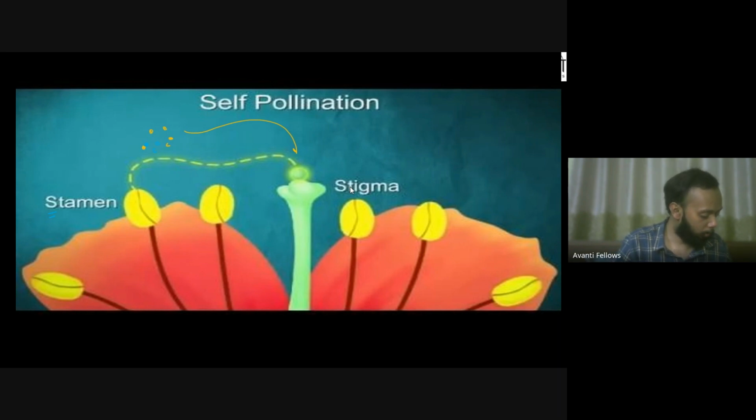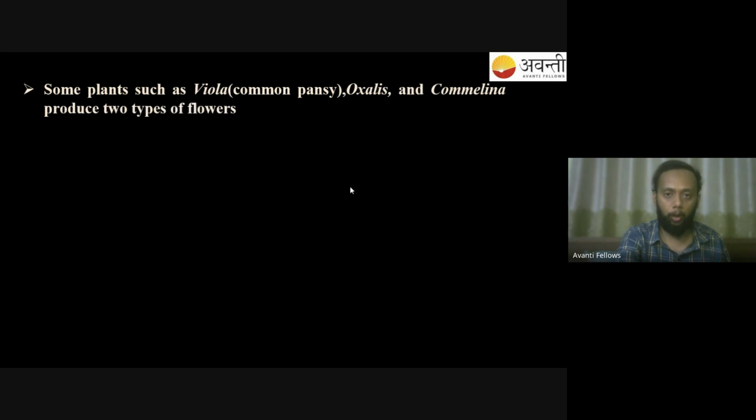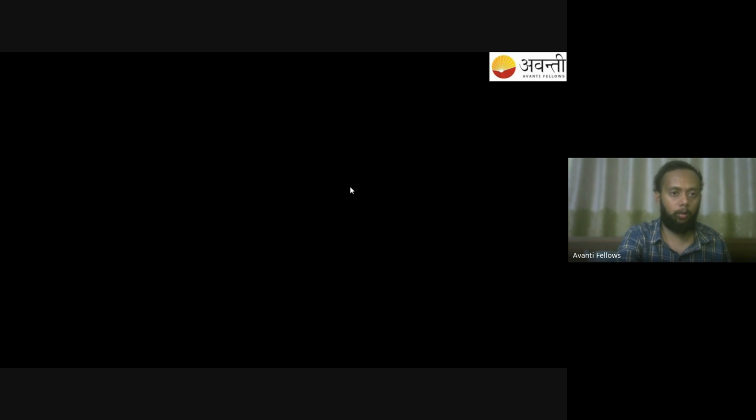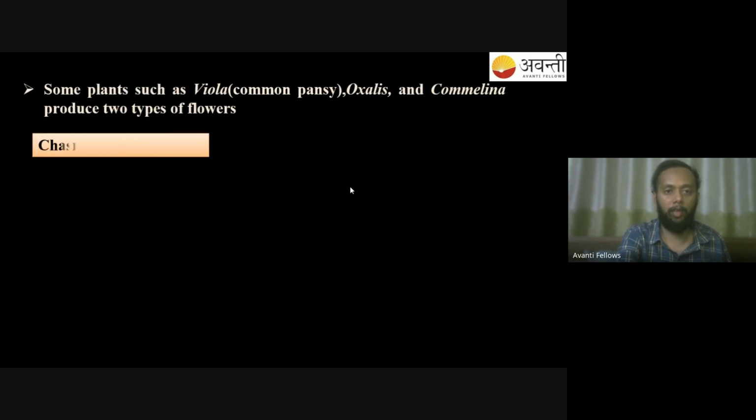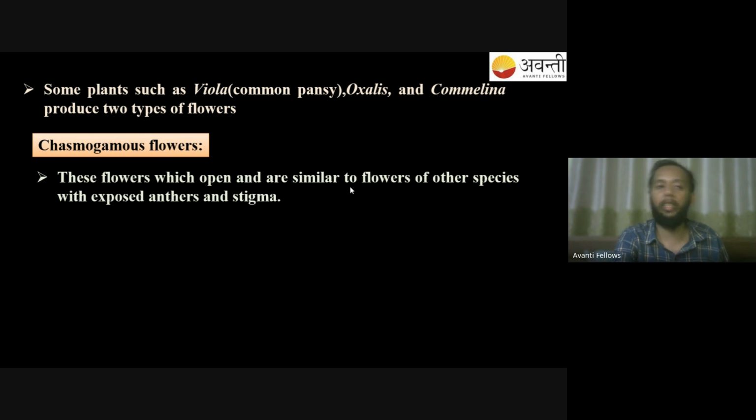Let's see. Now, some plants such as Viola, Oxalis, and Commelina produce two types of flower. They are known to produce two types of flower. Chasmogamous flowers are those which open and are similar to flowers of other species with exposed anther and stigma. So these flowers are going to be similar to the other flowers with the exposed anther and stigma, right?